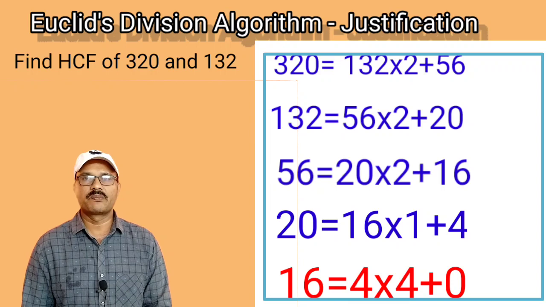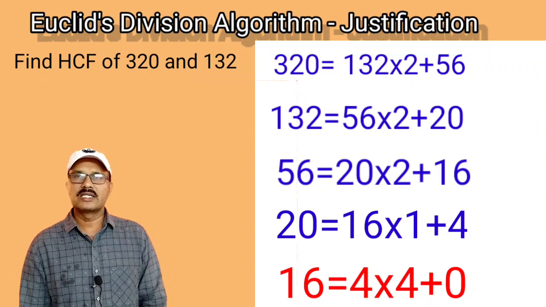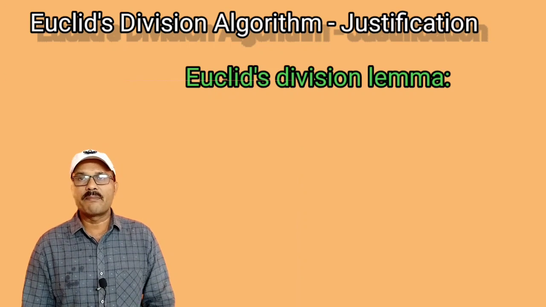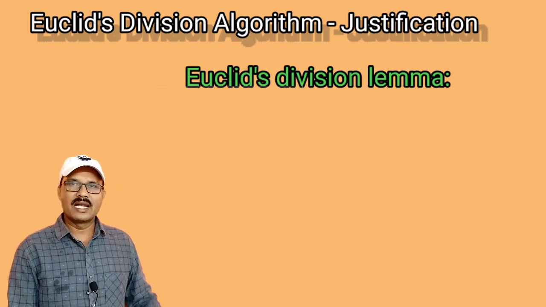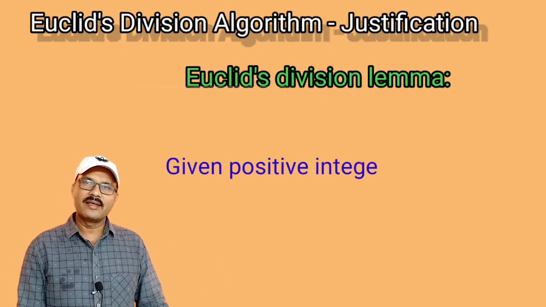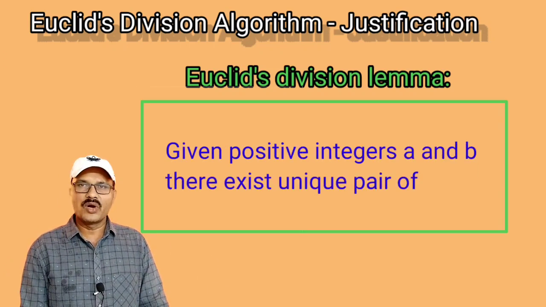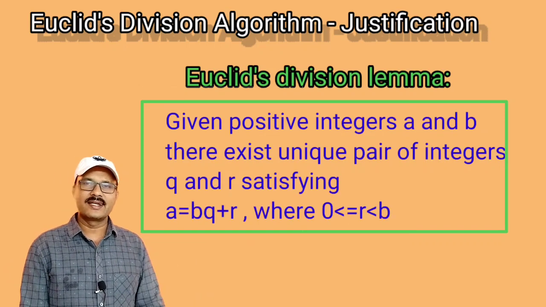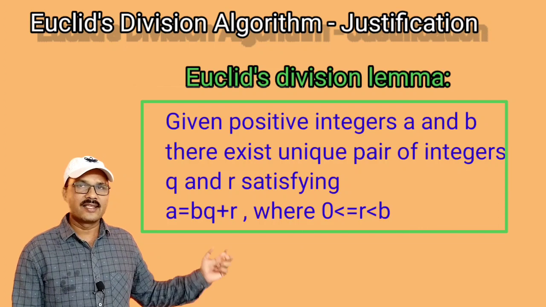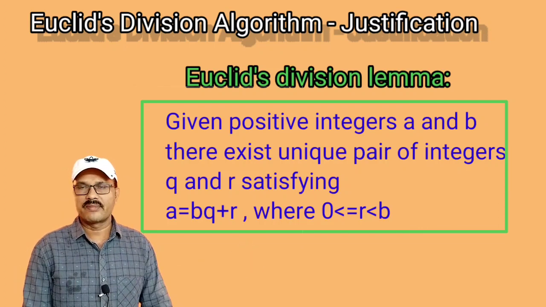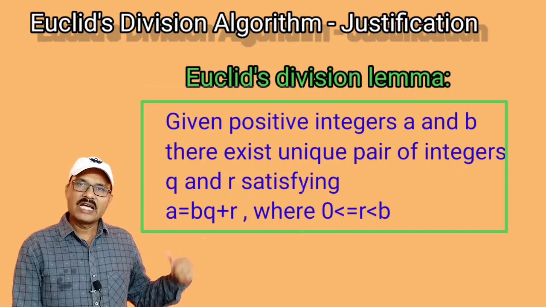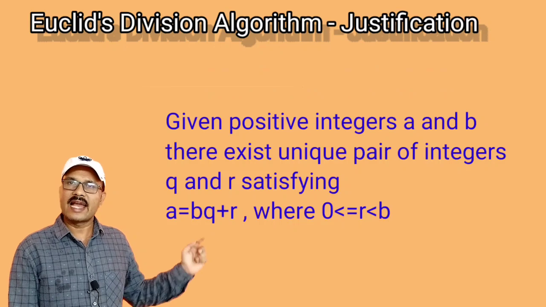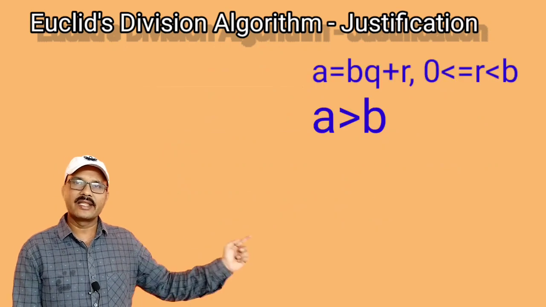Now come to the justification part. Before going to that, we need to recall the statement of Euclid's division lemma. Given positive integers a and b, there exists a unique pair of integers q and r, satisfying a = bq + r, where 0 ≤ r < b. You might have observed some important facts regarding this concept, like a is greater than b and b is greater than r.